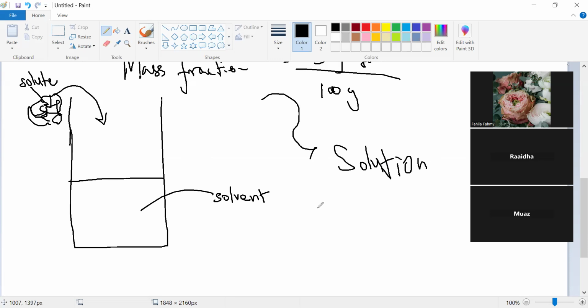Solution, right? So if they tell you to find the mass fraction of the solute from the solution, all you have to do is take the total mass, and divide the mass of the solute by the total mass. Look at the equation now.